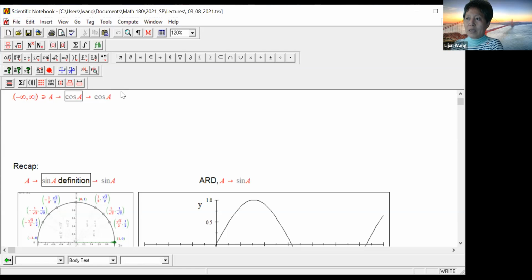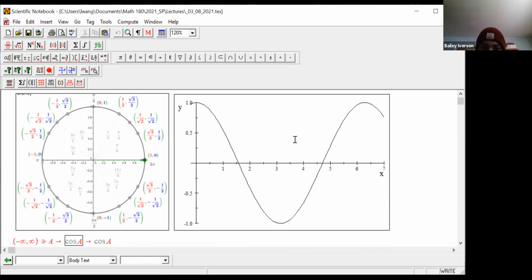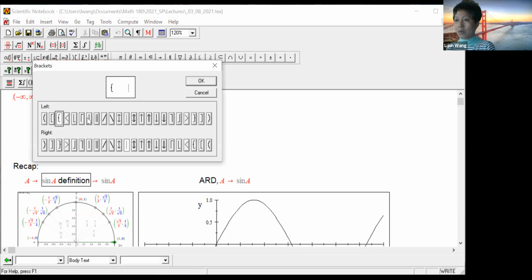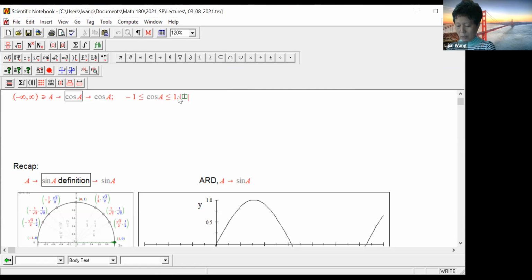And what is the range? Negative 1 to 1. Very good. You can see it in the picture, right? It's between -1 and +1. So let's first write these down. -1 is less than or equal to cosine A, which is less than or equal to +1. That's one form of the range for cosine, and this is the form I'll be testing you on over and over again.